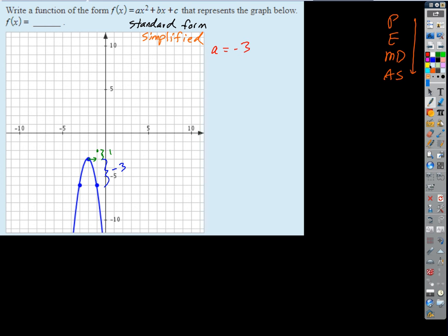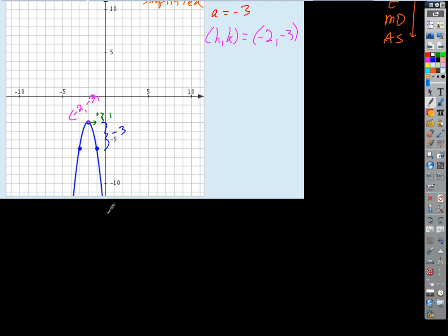What about h and k? -2, you mean? And -3, okay? And then we'll just plug that stuff in. So there's our first step, right? So we end up with f of x equals -3 times (x minus -2, which is x plus 2) squared, plus -3, which is just minus 3. So we got it into vertex form.